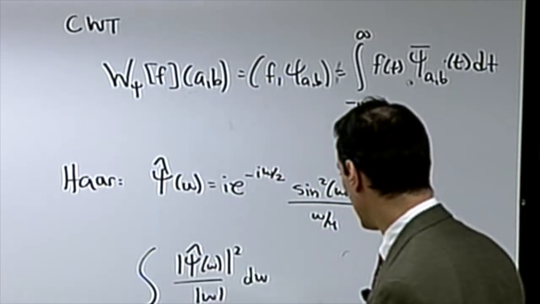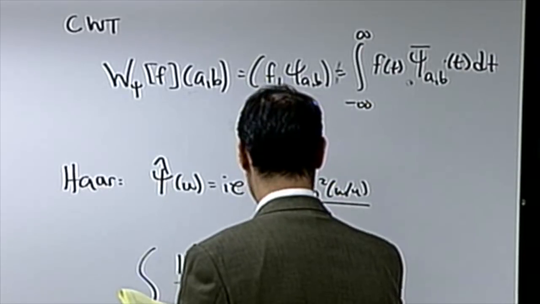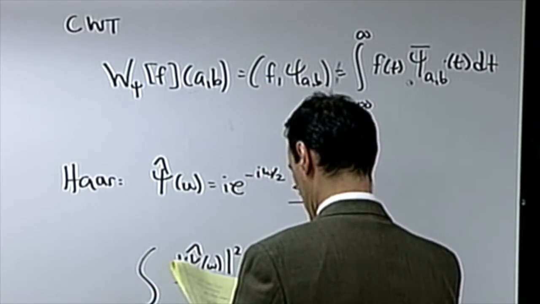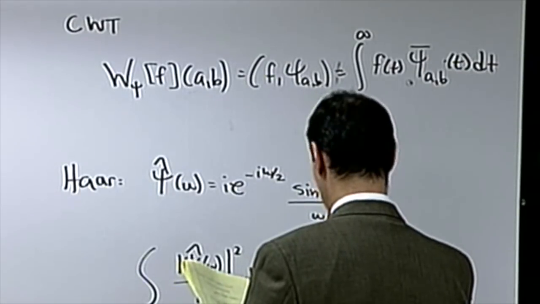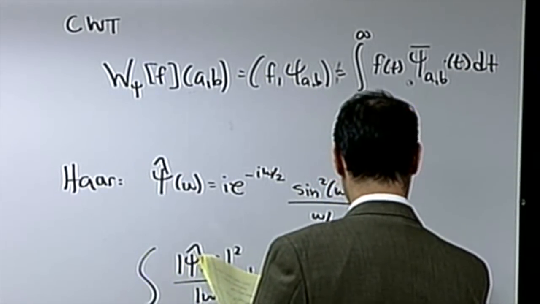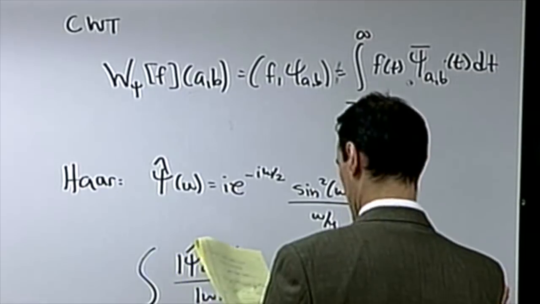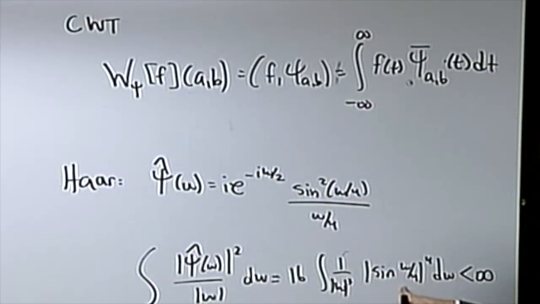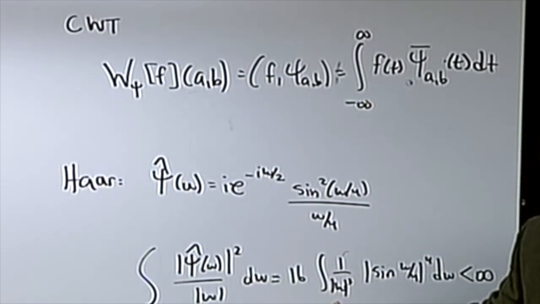And it turns out you can calculate it for this wavelet, and you get 16 times 1 over omega cubed, sine of absolute value of omega over 4 to the 4th, d omega. And this is, in fact, less than infinity. Why? This is bounded between 1 and minus 1. The kernel dies like 1 over omega cubed, right? The problematic case would be 1 over omega, right?